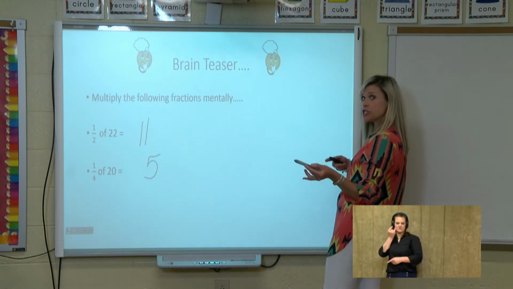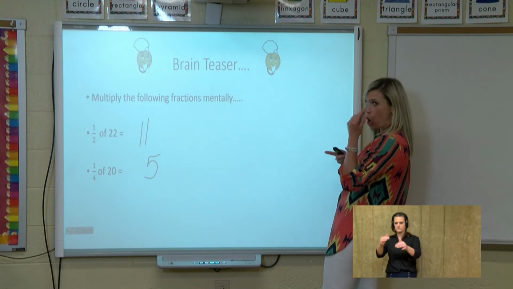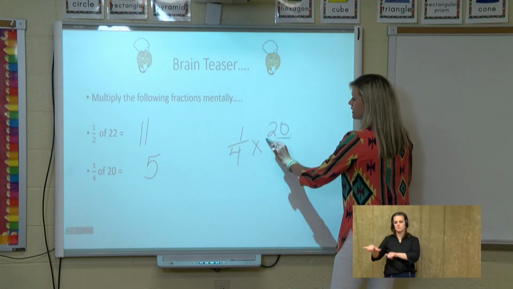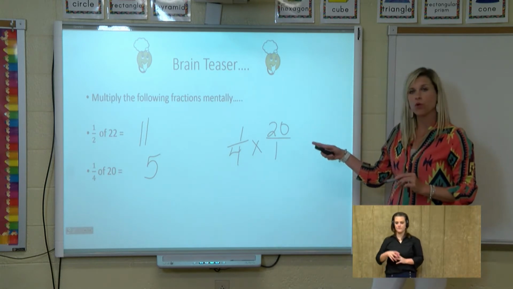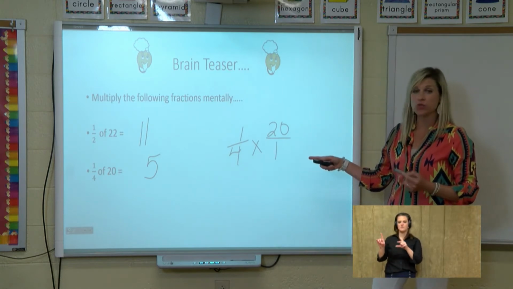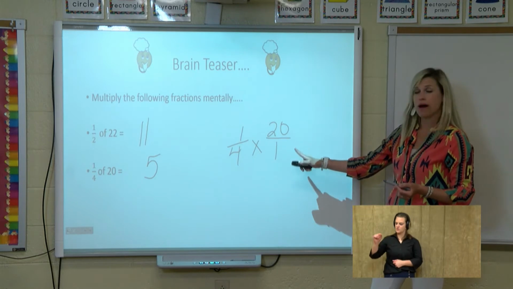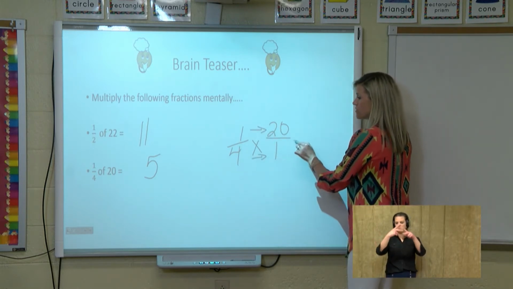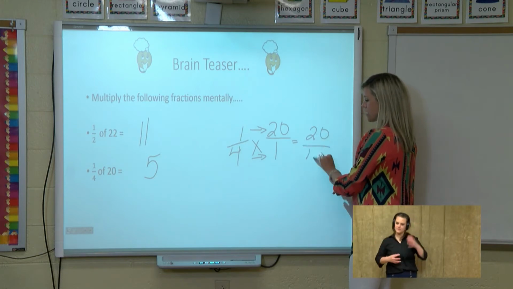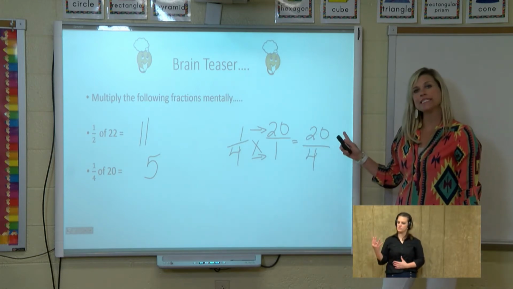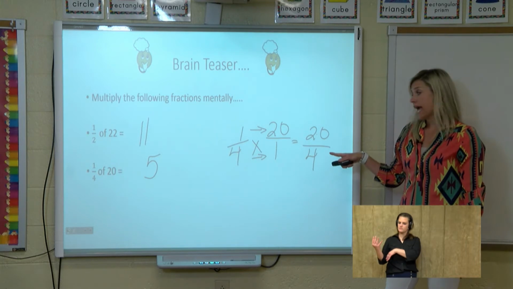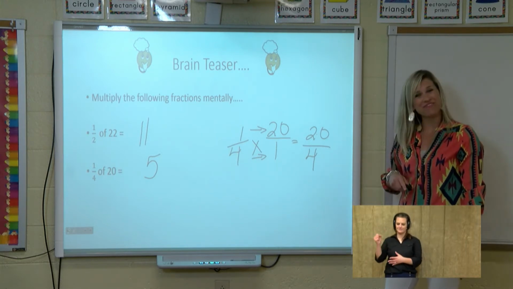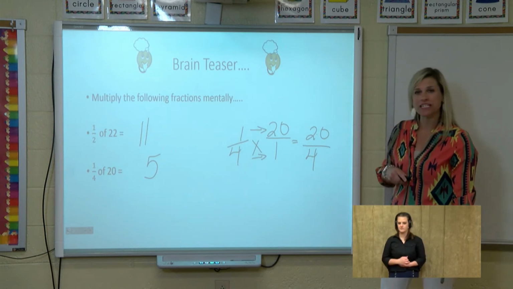Now I am going to do this standard, because I did it mentally, but I talked it through, 1/4 of 20. Remember, 20 over 1 is the same thing as 20, because 20 divided by 1 is 20. And when you go straight across, you have 20/4 or 20 divided by 4. And what is 20 divided by 4? Yep, it's 5.